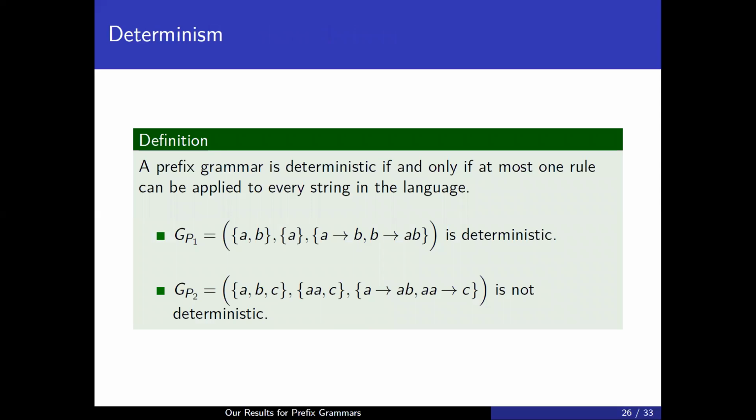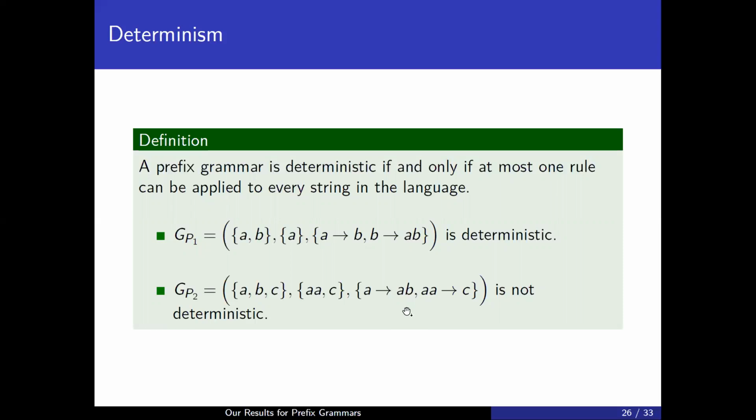The next thing we want to look at is determinism. So we need to define what it means for a prefix grammar to be deterministic. Here, it means that at each step in the derivation, only one rule is applicable. Let's see two examples. In this first one, it is deterministic, and in the second one, we do not have determinism because if we take the base string AA, we can apply either rule 1 or rule 2.